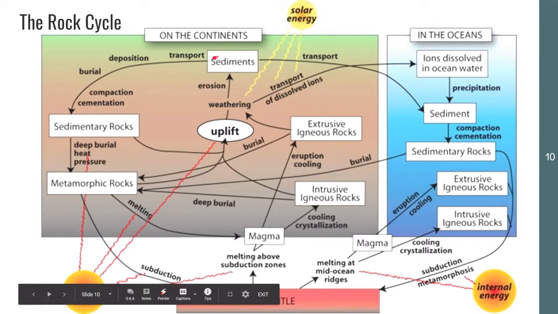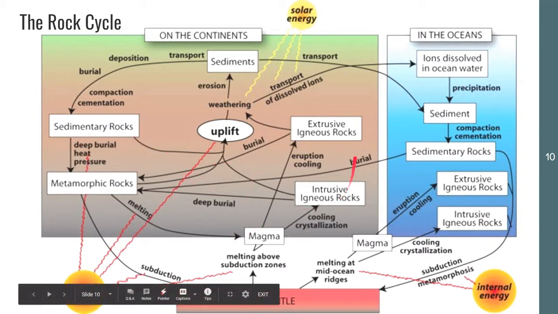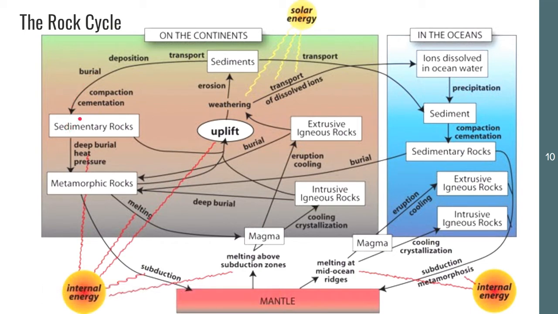If those sediments are transported, deposited, buried, and undergo compaction and cementation while still on the Earth's continents, they will become sedimentary rocks. So that's one transformation, from igneous into sedimentary rocks. And if over hundreds, thousands, and millions of years they are constantly buried and undergo extreme heat and pressure, those sedimentary rocks could change and become metamorphic rocks.